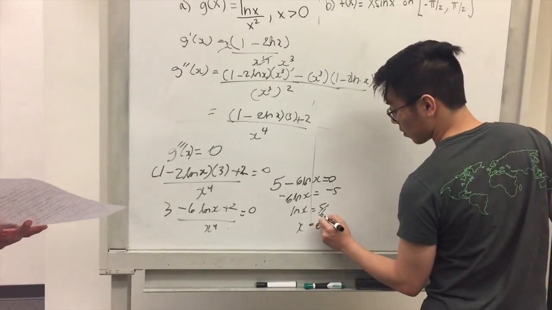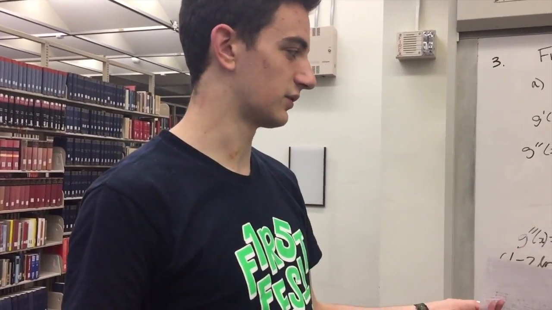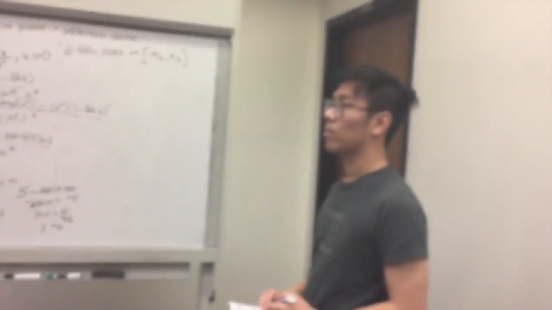So now you'll take e to the 5 over 6 to cancel out the natural log. You have x is equal to e to the 5 over 6. And this is the inflection point.